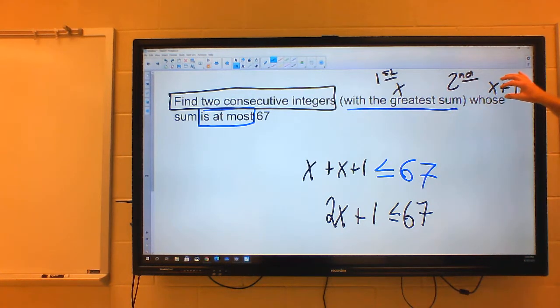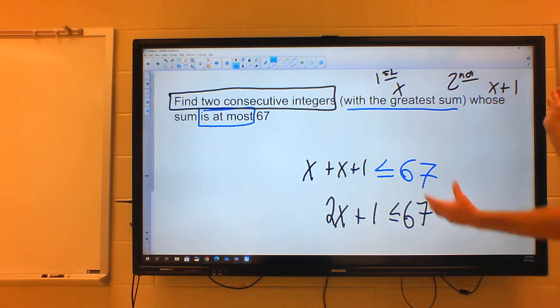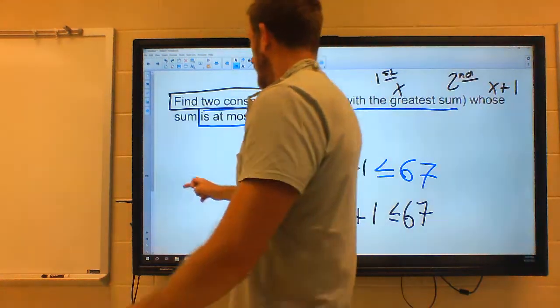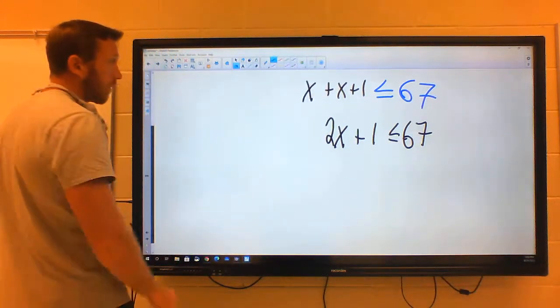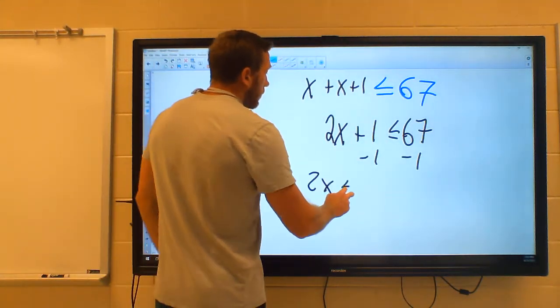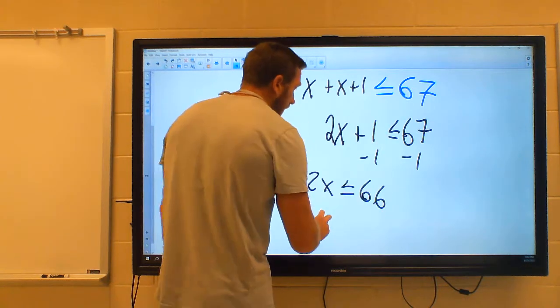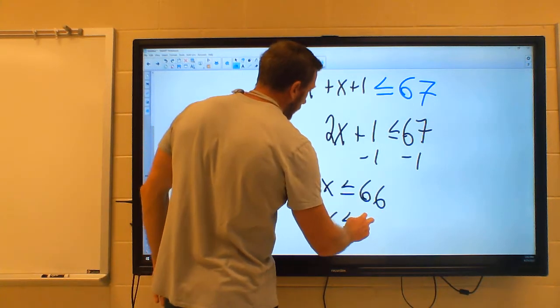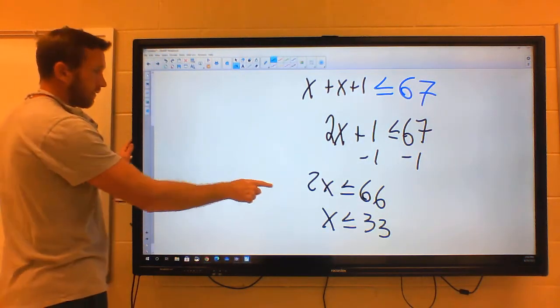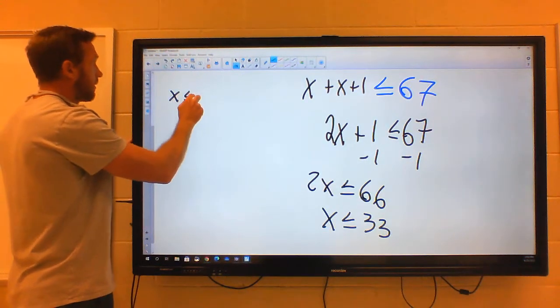Okay? Here's the first number, x. Here's the second one, x plus 1. Add them together, they need to be at most 67. So that's 2x plus 1 is less than or equal to 67. Now let's go ahead and solve it. Subtract 1. 2x is less than or equal to 66. X is less than or equal to 33 when I divide by 2. So that means x is less than or equal to 33.